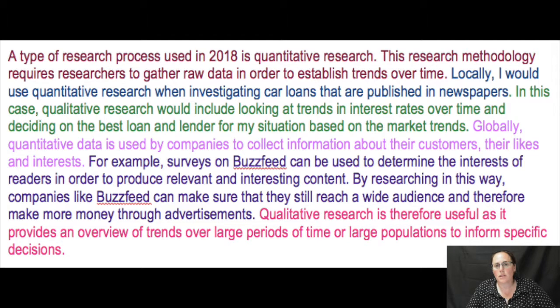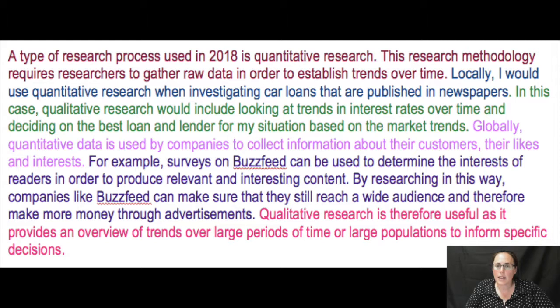So in the example that I've given you, the E is that primary data can be collected by BuzzFeed through surveys, and the X, how and why they would use it. They would use it in order to inform themselves of the type of people who are visiting them and also the interests of those people.